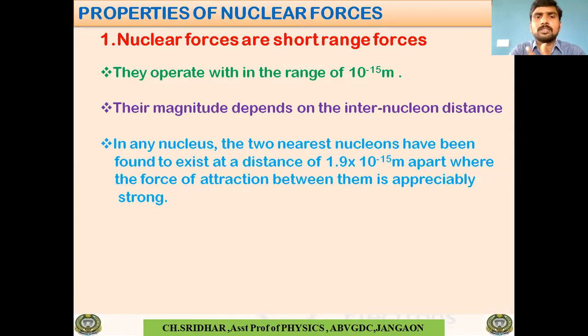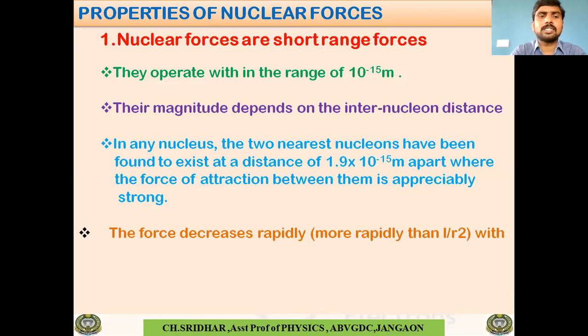So that means the range must be very small. Within that range only do they act as attractive forces. If the range increases, they become repulsive. If you consider any nucleus, the two nearest nucleons have been found to exist at a distance of 1.9 × 10^-15 meters. Within that distance, the force of attraction between them is appreciably strong.